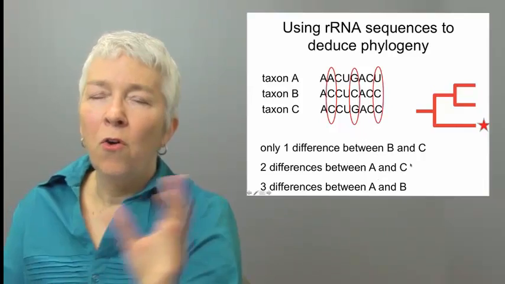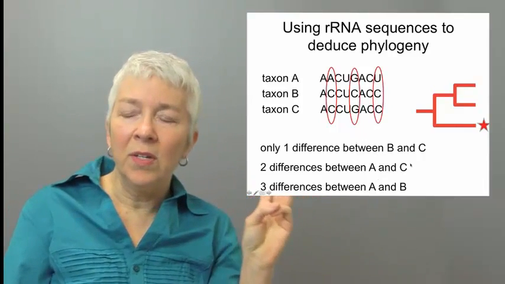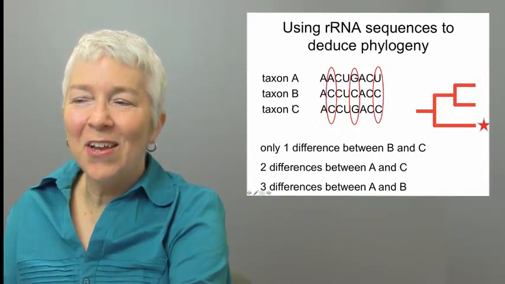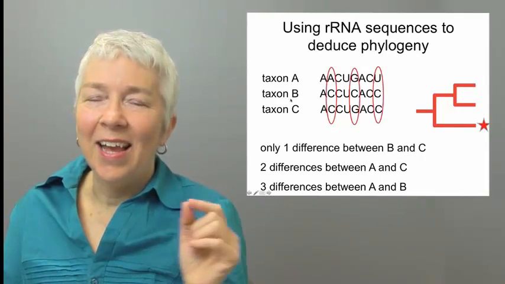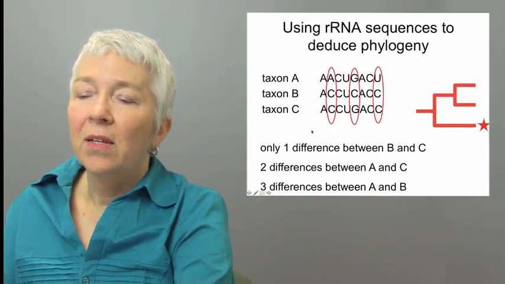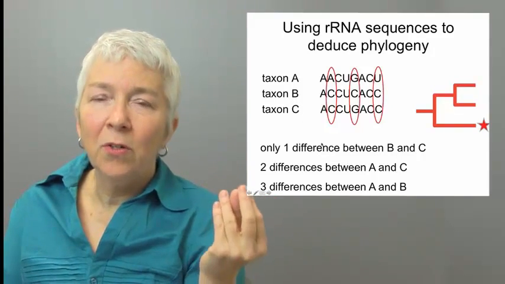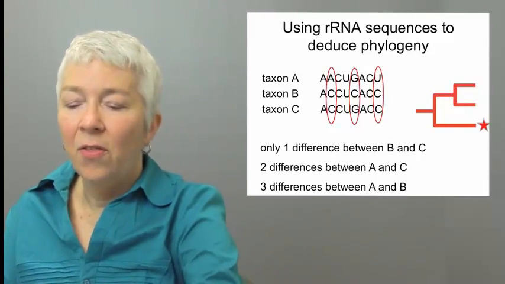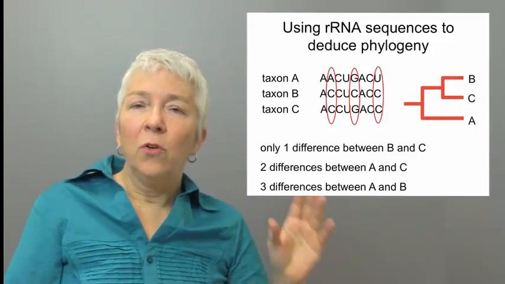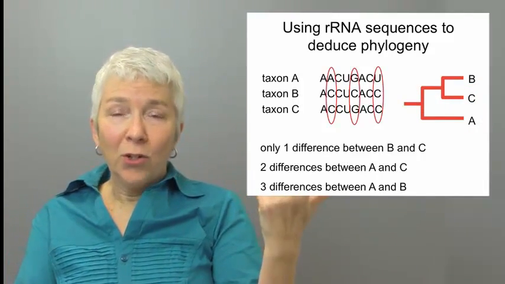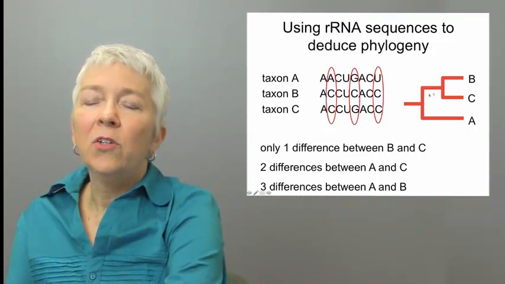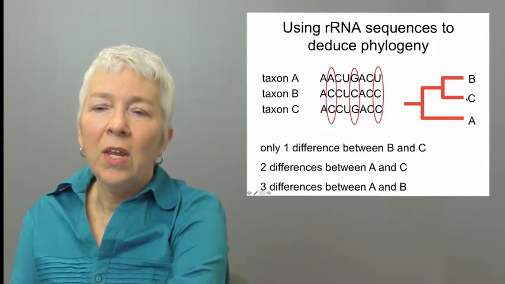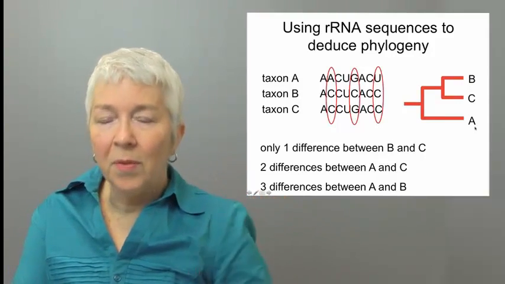So in mulling over the pattern of differences between these 3 taxa, it should make sense to you that B and C, taxa, T-A-X-A is plural of taxon, taxa B and C are more similar to each other on the basis of these shared characteristics than either one is to A. And therefore, the most logical way of representing this on a phylogenetic tree is to show B and C as sister taxa, which are more closely related to each other than either one is to A. They are more similar to each other.